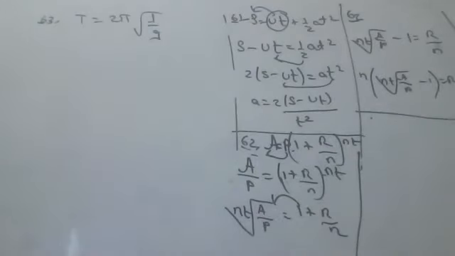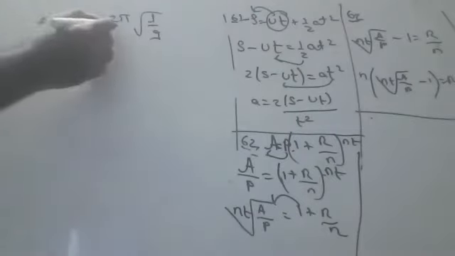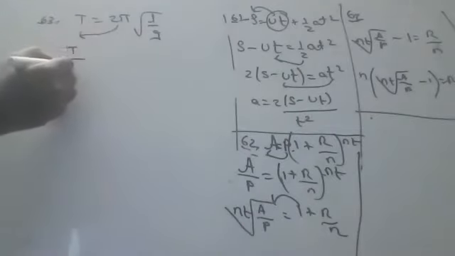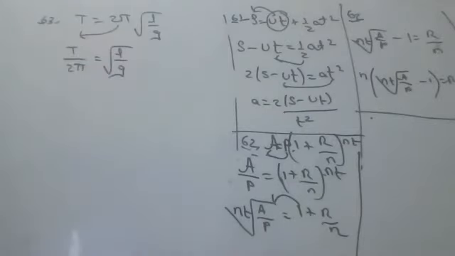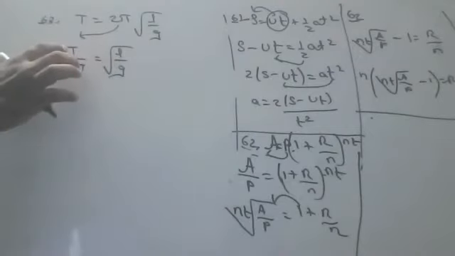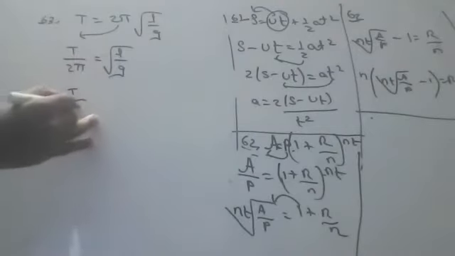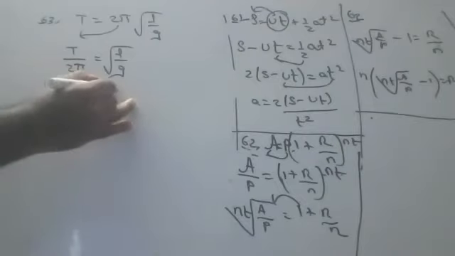Can I try, sir? Yeah, tell. T by 2 pi is equal to root L by G. Okay, so 2 pi you want to bring down. Very good, fantastic. 2 pi you bring down. T by 2 pi whole square is equal to L by G. Very good. Root, if you remove here, it will become square, children. Very good, fantastic, Vedant. Whole square is equal to L by G.